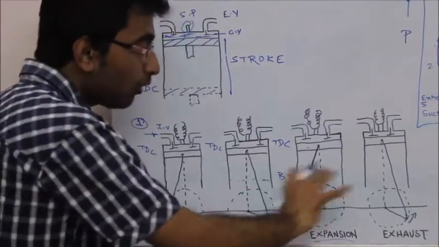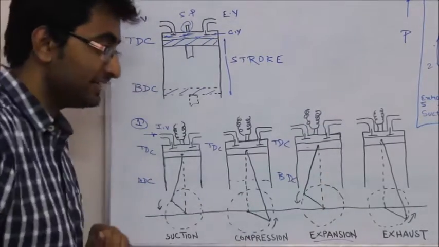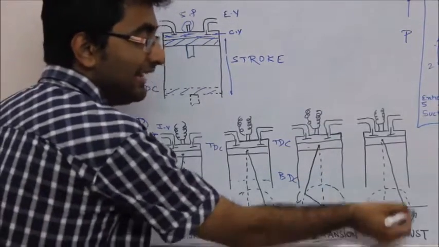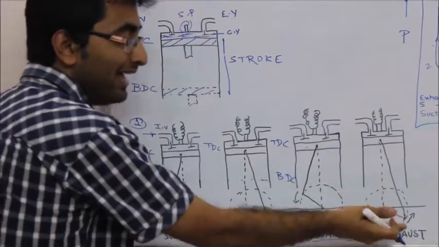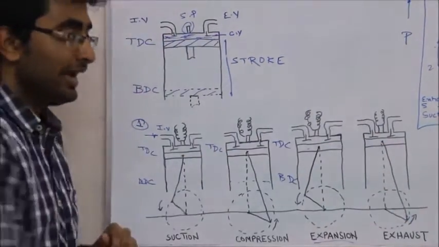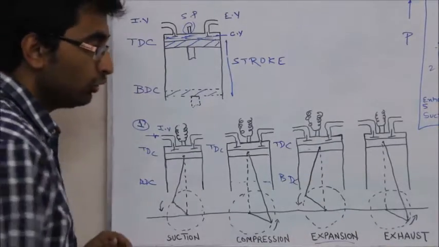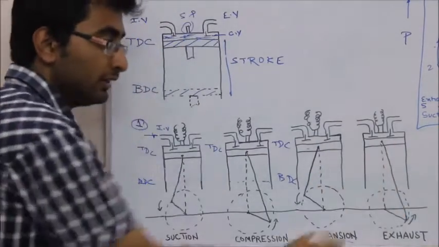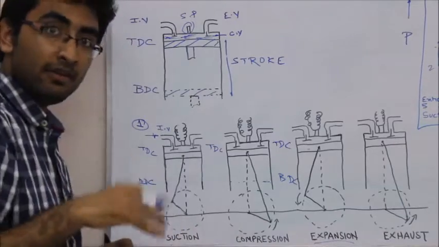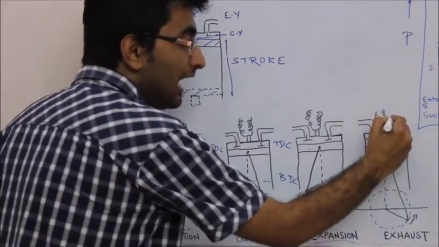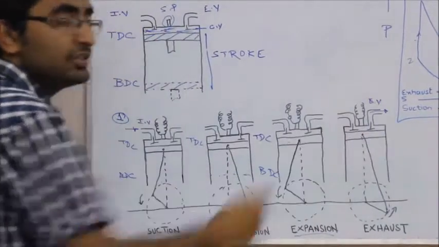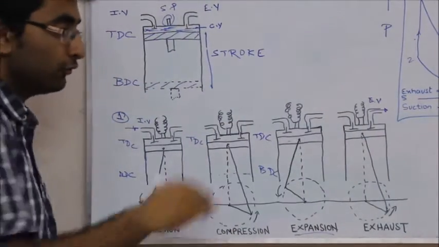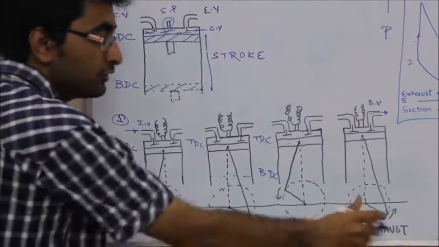Now, the piston is at BDC. After BDC, you can see the direction of the crank. The crank is rotating in this direction, and the piston is moving upward. So, when the piston is moving upward, all the combustible mixture is forced out through the exhaust valve. See, this is the exhaust valve. All the mixture is forced out through the exhaust valve during the exhaust stroke.